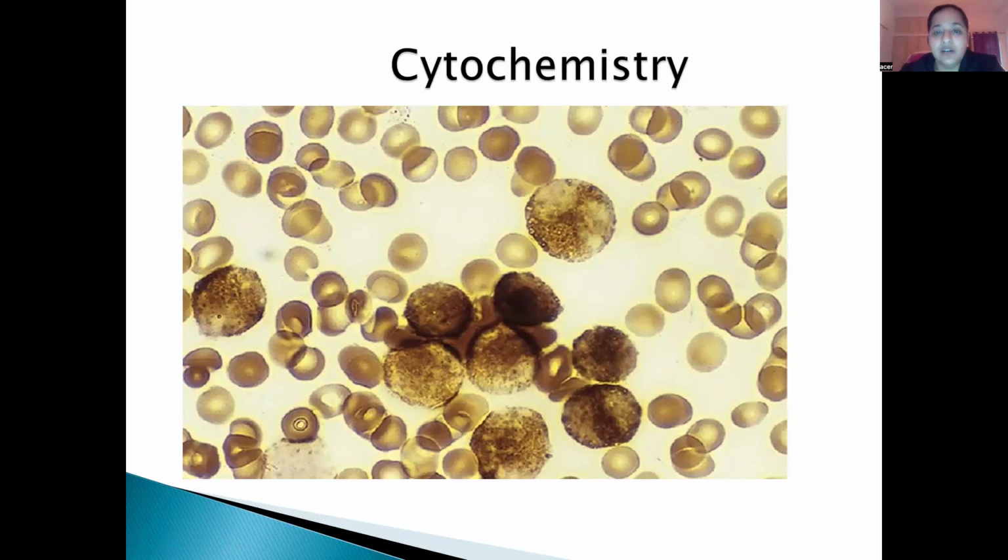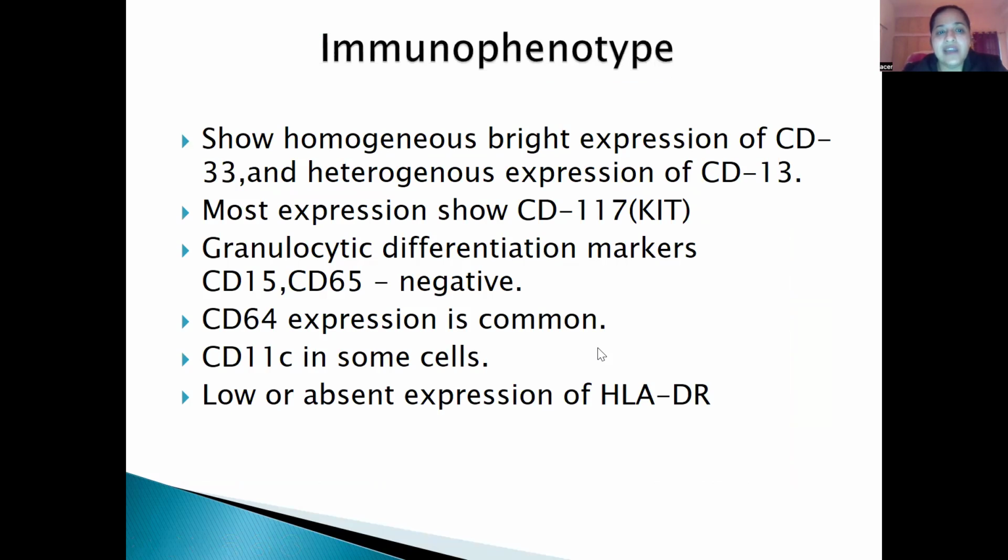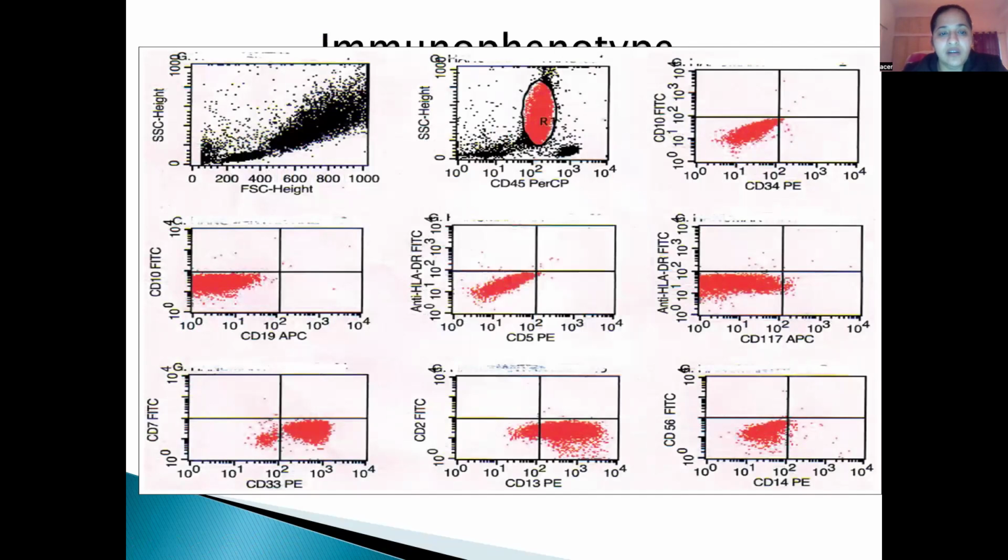Cytochemistry, again, these are MPO positive, and you can see this part is getting more positive, which is basically the two buttocks. Again, bright expression of CD33. Most show CD117. Granulocytic differentiation markers are negative. CD64 expression is common and CD11c in some cells. Again, you can appreciate this is the flow cytometry recording, which says that it is positive for CD34, CD45, CD19, CD5, CD117, CD14, CD13, and 33. Okay.